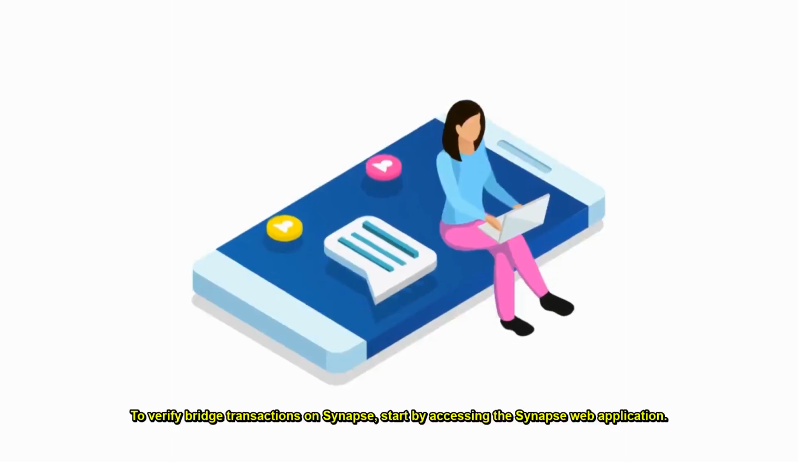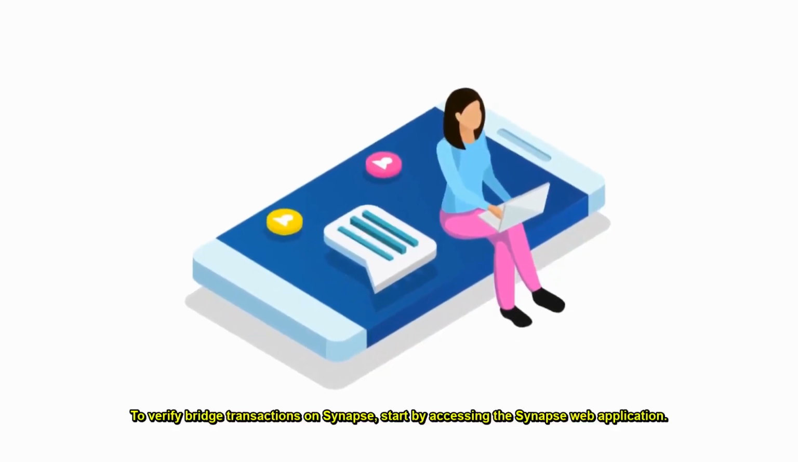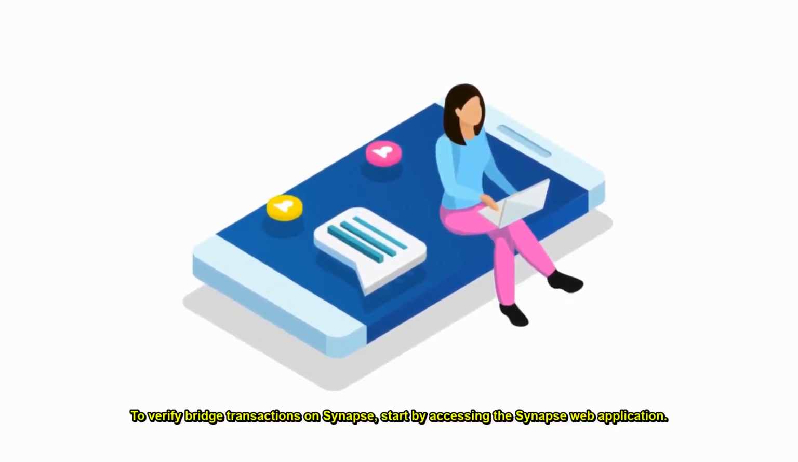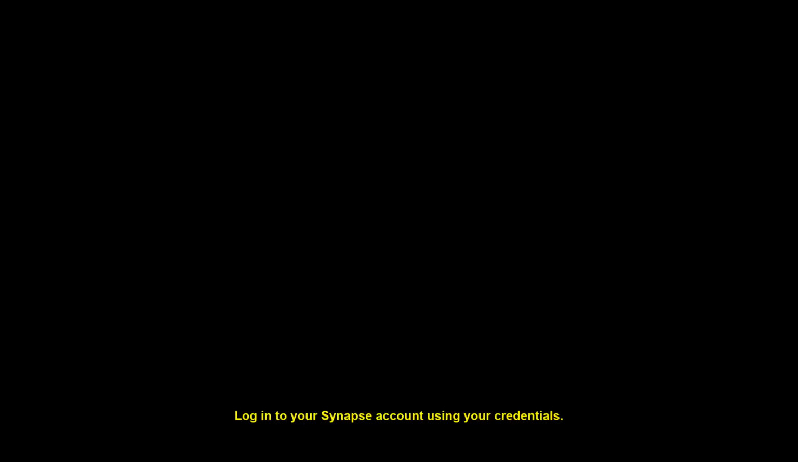To verify bridge transactions on Synapse, start by accessing the Synapse web application. Log into your Synapse account using your credentials. Navigate to the dashboard where you can see your transaction history. Locate the transaction you want to verify from the list displayed. Click on the transaction to open detailed information about it.